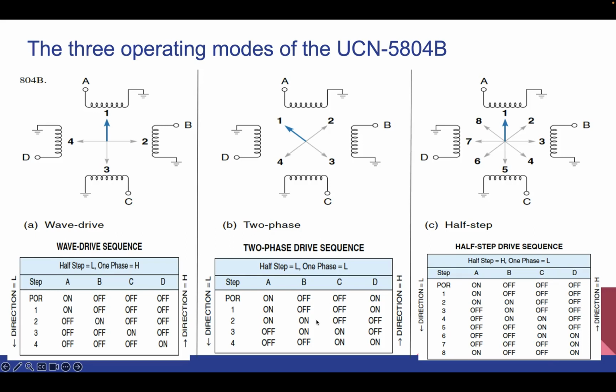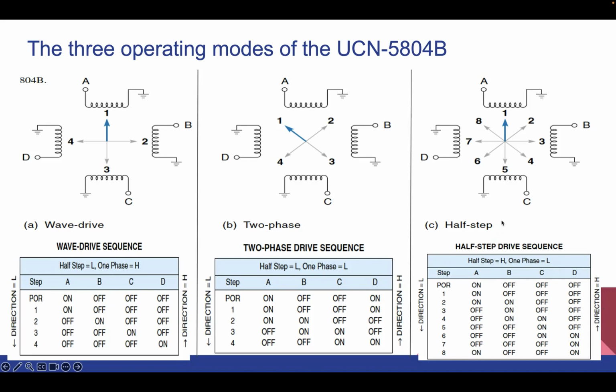The second mode is the two-phase drive sequence mode, and this is also sometimes called full step mode. In this, it energizes both coils of the stepper motor simultaneously, as you can see, these two. Each step corresponds to a transition from one coil pair to the next adjacent pair, and this full step mode offers high torque but lower resolution compared to the other two.